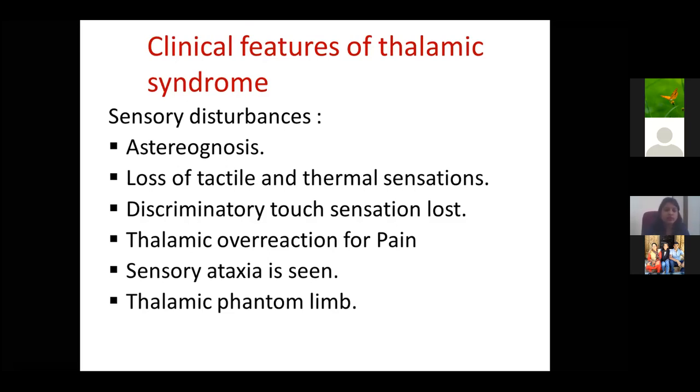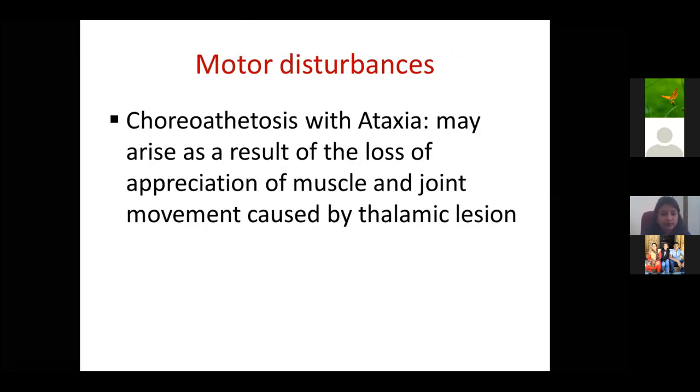And one important aspect you should remember is thalamic phantom limb. Phantom limb is, though there is no sensation, if you prick it, it appears as if someone is pricking. It is called thalamic phantom limb. In motor disturbances, there is choreoathetosis with ataxia, resulting in the loss of appreciation of muscle and joint movement caused by thalamic lesion.